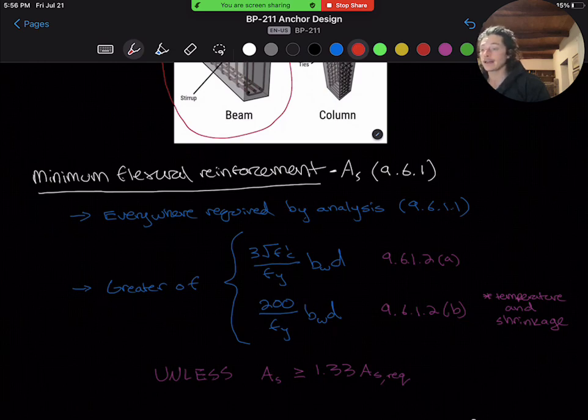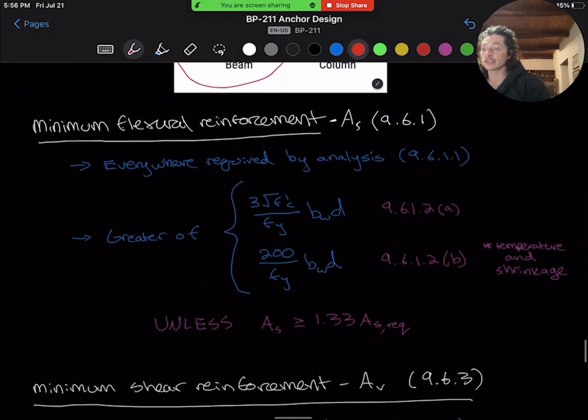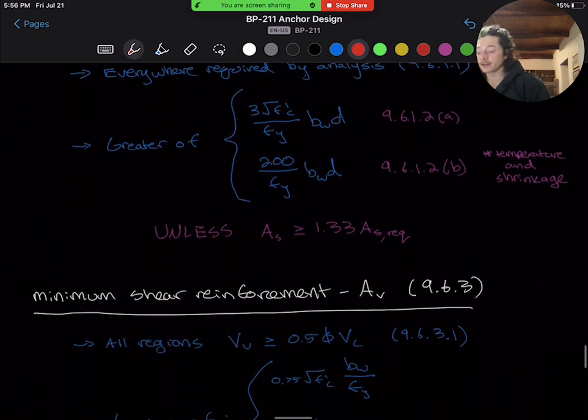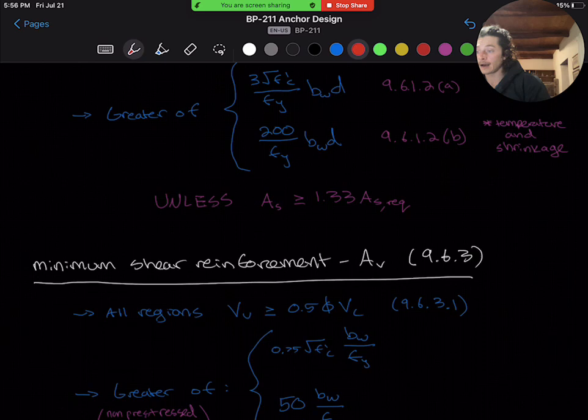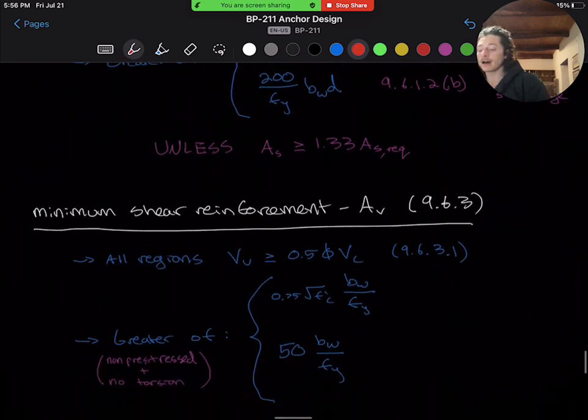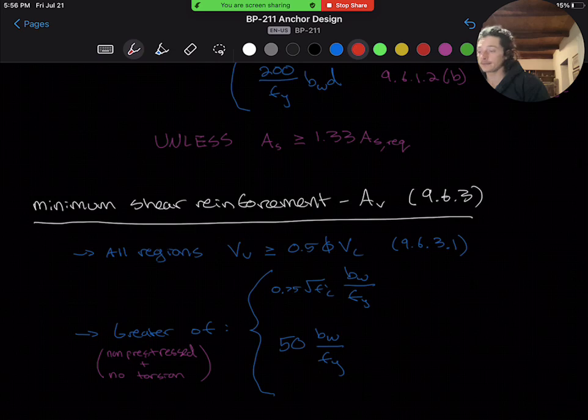analysis at the section. The next major applicable section is our minimum shear reinforcement, AV, in section 9.6.3. You may remember from the sectional strength design lectures, shear reinforcement is required wherever VU is greater than 0.5 phi VC per section 9.6.3.1.